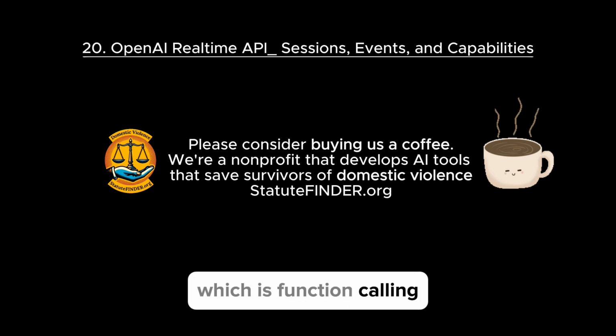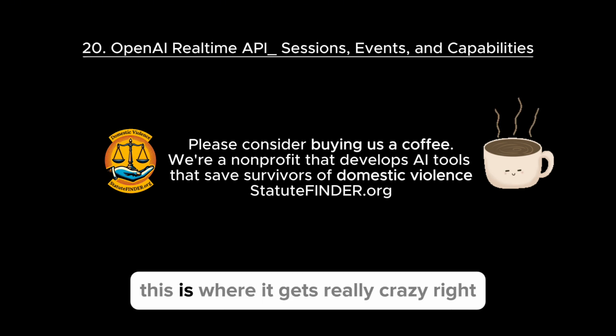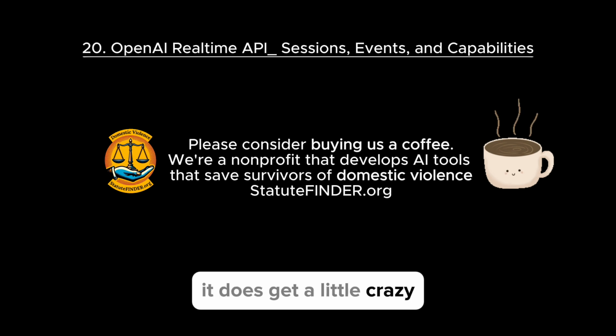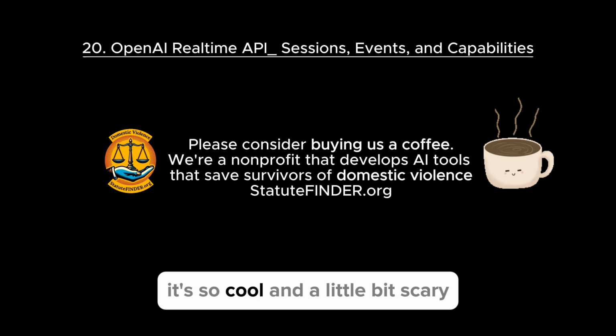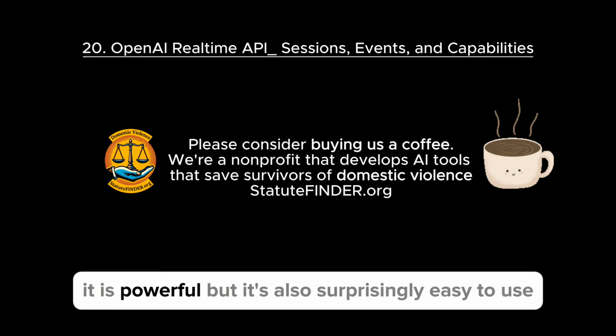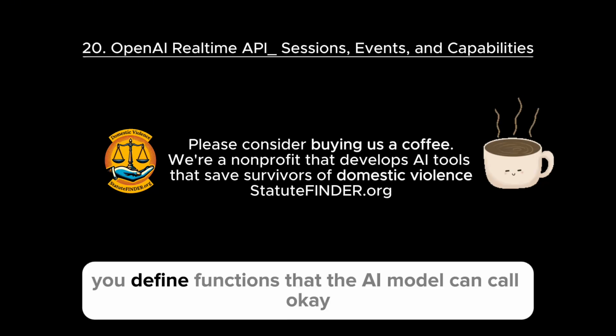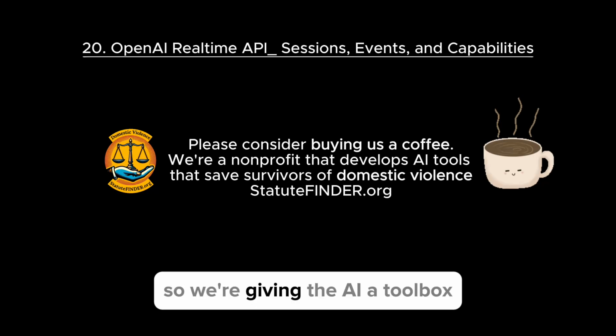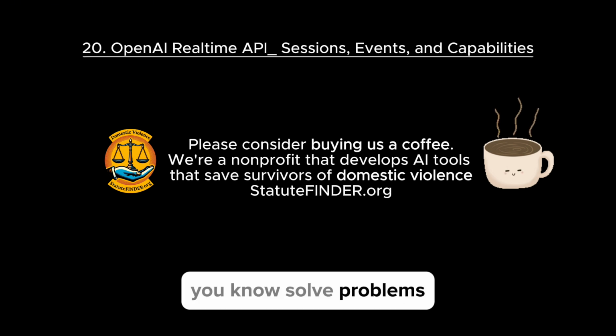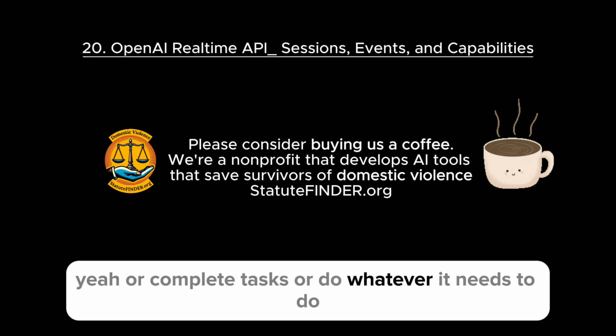And that kind of brings us to one of the most exciting features of the real-time API, which is function calling. Oh, yeah, I've heard about this. This is where it gets really crazy, right? It does get a little crazy. We're giving the AI access to our code. That's so cool and a little bit scary. It is powerful, but it's also surprisingly easy to use. Essentially, you define functions that the AI model can call, and those functions can do anything you can code. So we're giving the AI a toolbox of actions that it can use to solve problems, or complete tasks, or do whatever it needs to do.